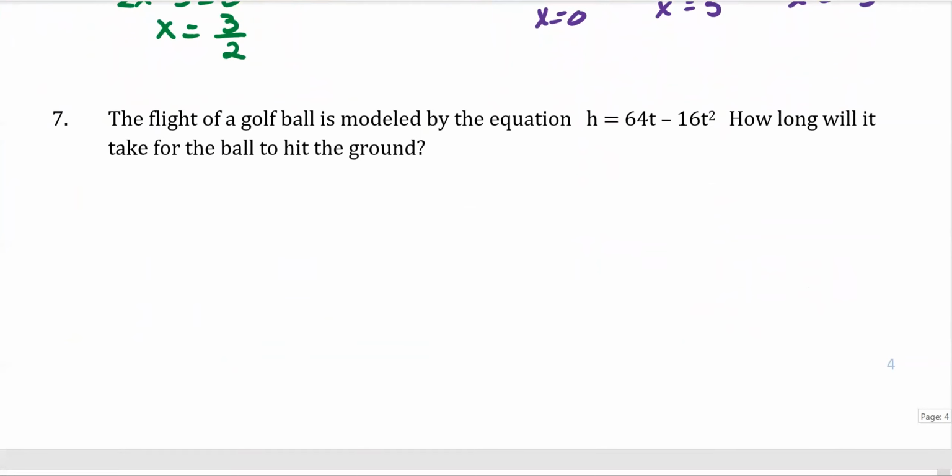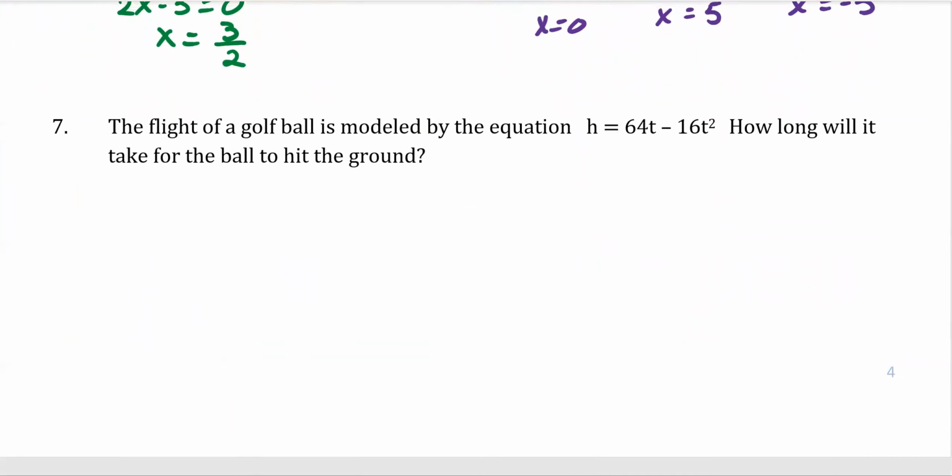And finally, another golf ball problem. The flight of a golf ball is modeled by the equation. How long will it take the ball to hit the ground? Again, I ask you, how high is the ball when it hits the ground? When it hits the ground, the height is equal to 0.